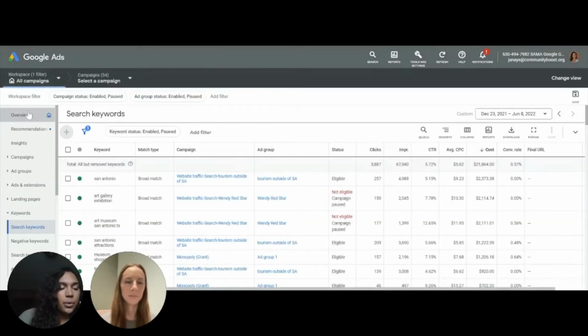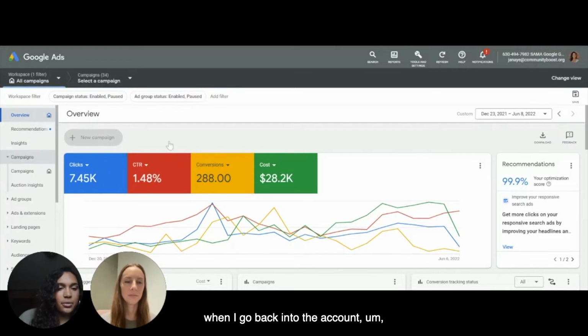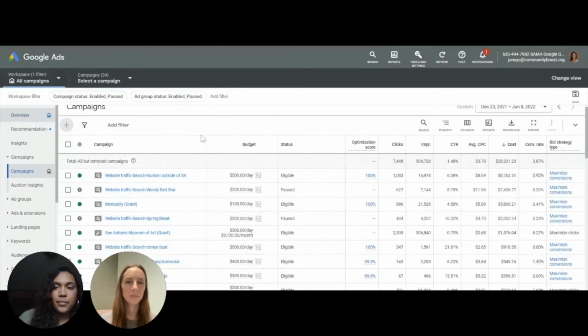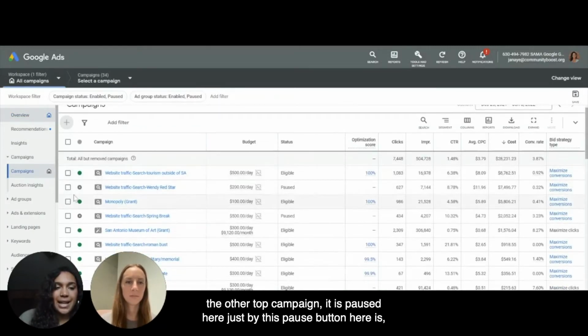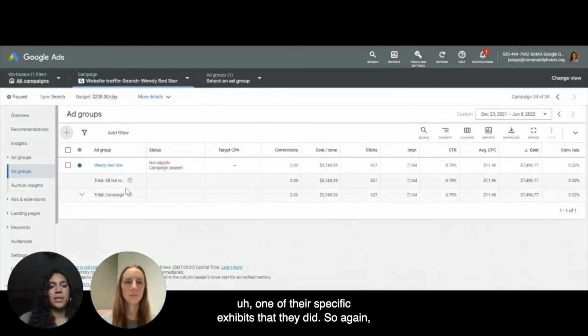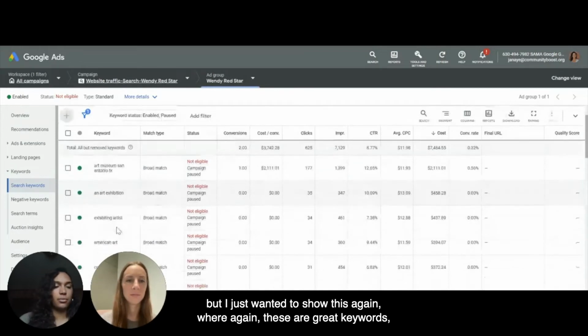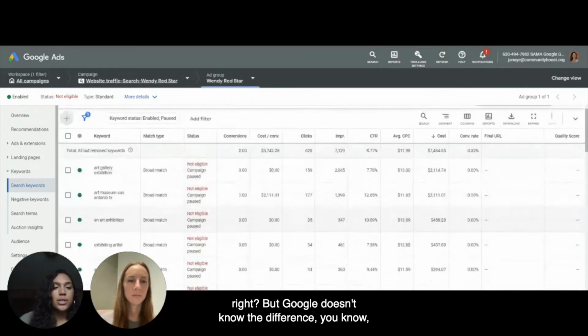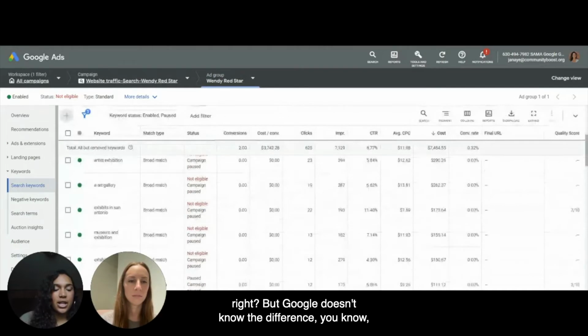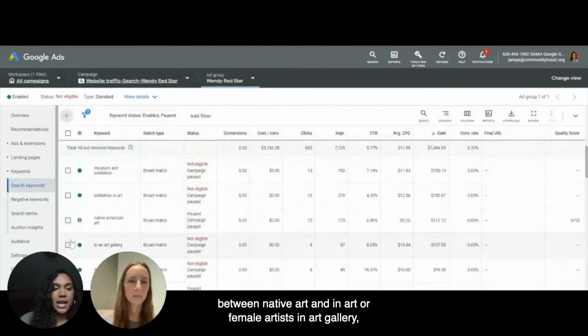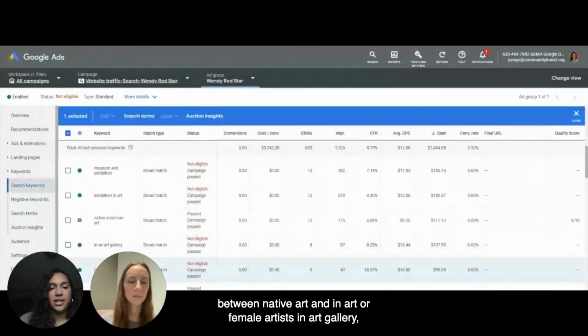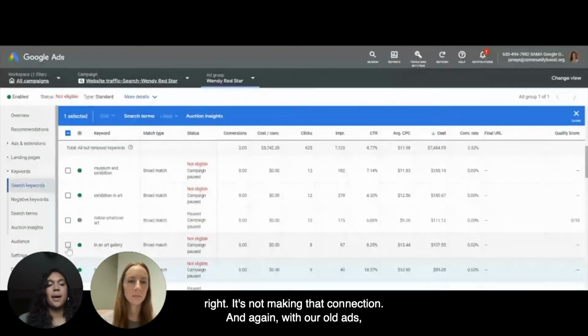And so when I go back into the account, the other top campaign, it is paused here just by this pause button here, is one of their specific exhibits that they did. So again, we typically want a little bit more ad groups, but I just wanted to show this again where these are great keywords, right? But Google doesn't know the difference between native art and in art, or female artists in art gallery, right? It's not making that connection.